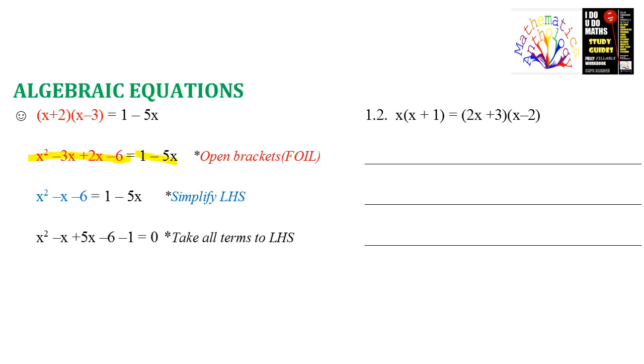So here we have -3x + 2x can be put together. That's going to give us -x on this side here. So you'll end up with x squared - x - 6 = 1 - 5x. Bring everything over onto one side. So 1 will become -1, -5x will become +5x. So on the left hand side, you'll have x squared - x + 5x - 6 - 1 = 0.